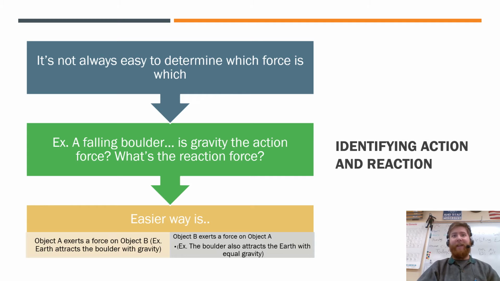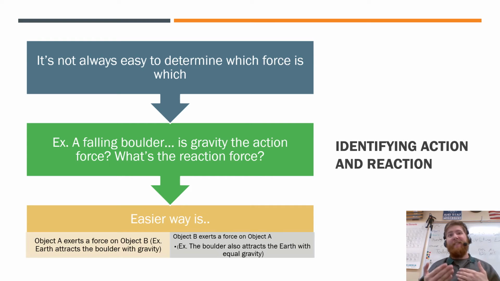Identifying action and reaction. It's not always easy to determine which force is which. For example, what about a falling boulder? Is gravity the action force? What's the reaction force? Is it the weight of the boulder? But weight is a force of gravity. So you see where it kind of gets a little tricky. Because it's gravity, there's obviously something acting on this rock that's falling. We can go backwards and say, well, maybe somebody pushed it, but that's not what we're talking about. We're talking about just falling.